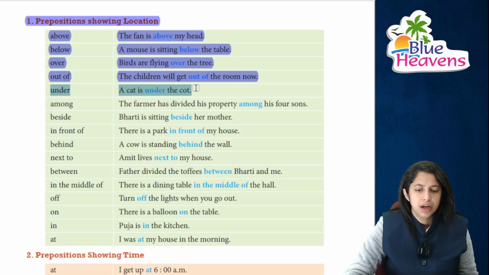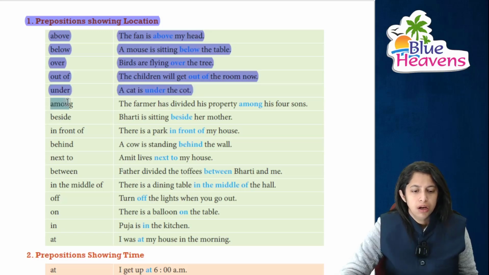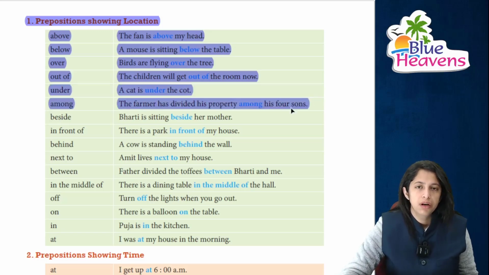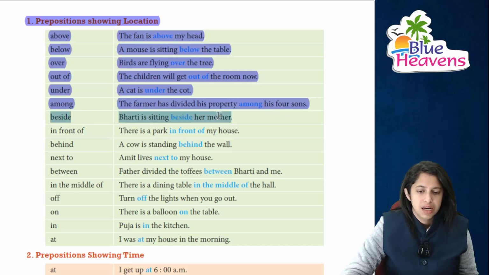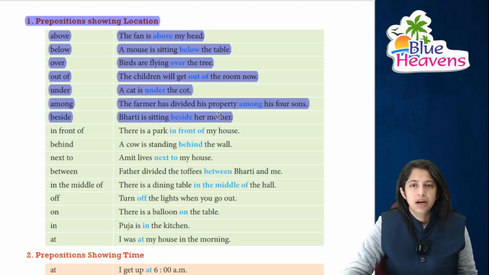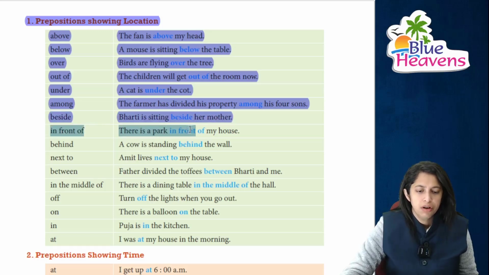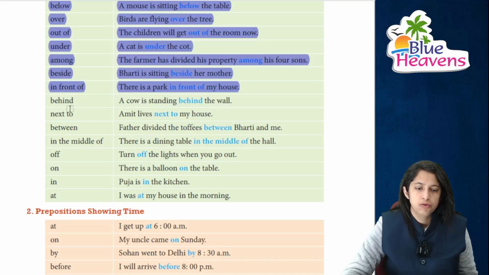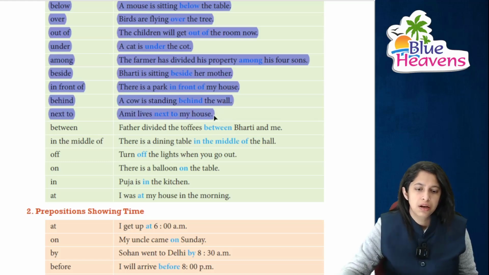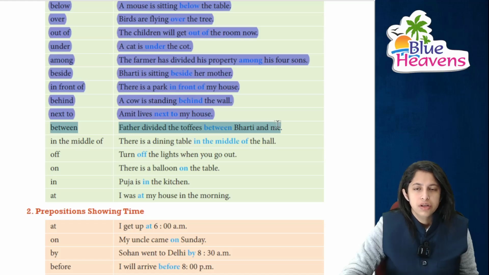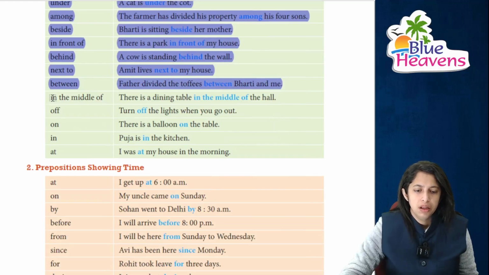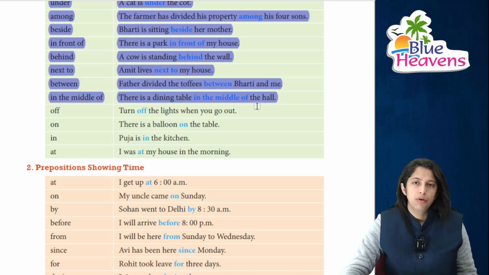Under means नीचे. A cat is under the coat. Right? Among, the farmer has divided the property among his four sons. चार बेटों में उन्होंने divide कर दिए. Beside, Bharti is sitting beside her mother. Mother के पास बैठी है. In front of means सामने. There is a park in front of my house. मेरे घर के सामने park है. Behind, a cow is standing behind the wall. पीछे ही खड़ी है. Next to, Amit lives next to my house. मेरे घर के एकदम पास में रहता है. Between, father divides the toffee between Bharti और me. In the middle of, there is a dining table in the middle of the hall. हॉल के बीच में dining table है.